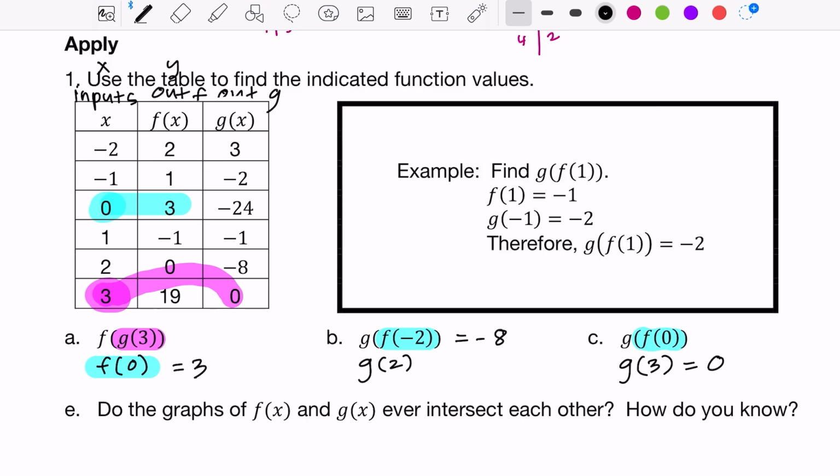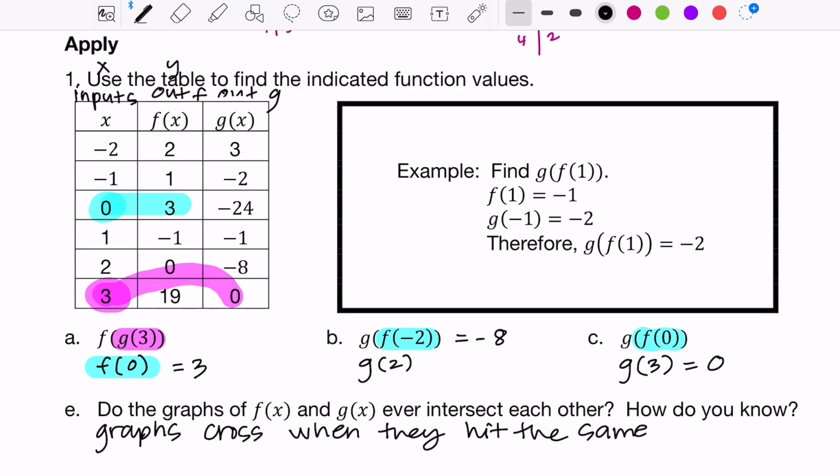This question says, do the graphs F of X and G of X ever intersect each other, and how do you know? So if you're noticing, this problem right here is not about inverses. This problem is relating to the first part of the lesson, which was about functions adding and subtracting and multiplying and dividing. So this says, do they ever cross each other? So when do graphs cross each other? Let's start there. Graphs cross when they hit the same point, right? Okay.